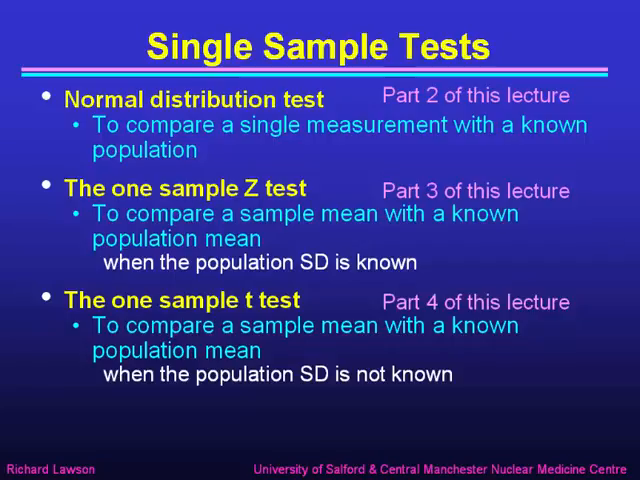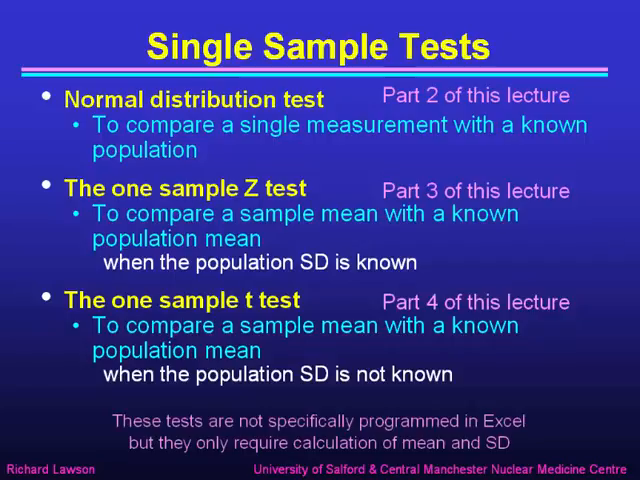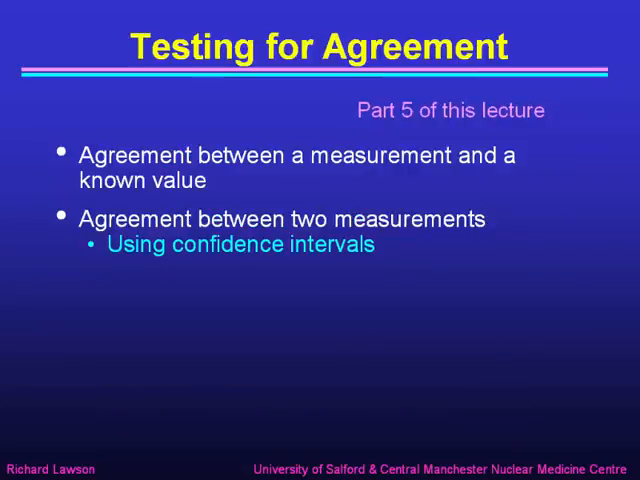That's very similar to the one sample T test, which I'll talk about in part 4 of this lecture. That's also used to compare a sample mean with a known population mean, but it's used when the population standard deviation is not known, compared with the Z test when the population standard deviation is known. All of those tests are not specifically programmed in Excel, but since they only require the calculation of mean and standard deviation, they're very easy to calculate with Excel or by hand if necessary.